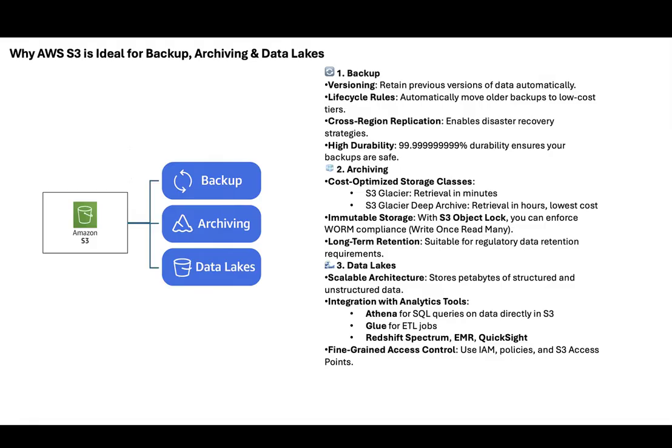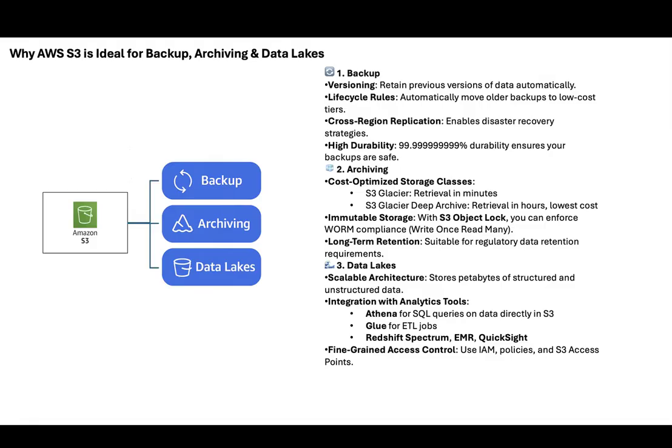Cross-region replication enables disaster recovery strategies. Let's say your business is running on AP South 1, and some disaster happens in that region and the entire region goes down. In that case, we should have data in another region so that my business can run. So S3 supports cross-region replication. If one region goes down, I can replicate my data to another region, like the Singapore region or some other nearby region. That's how I can achieve disaster recovery.